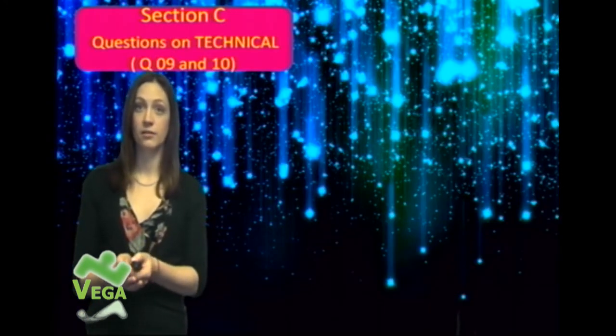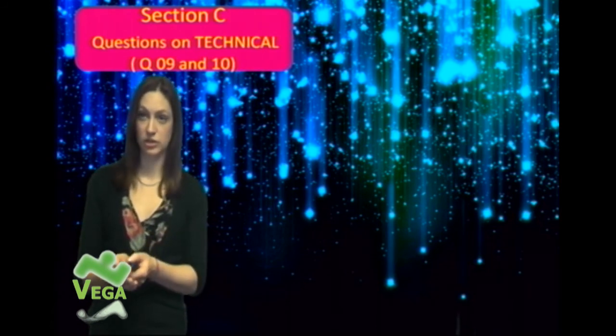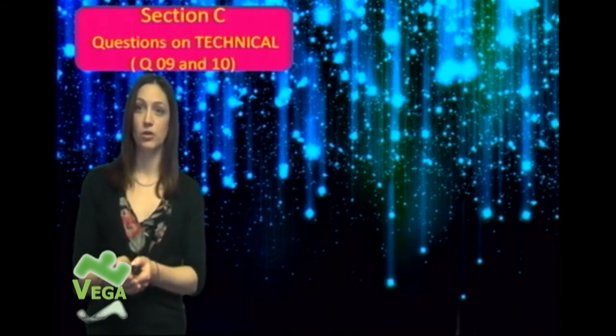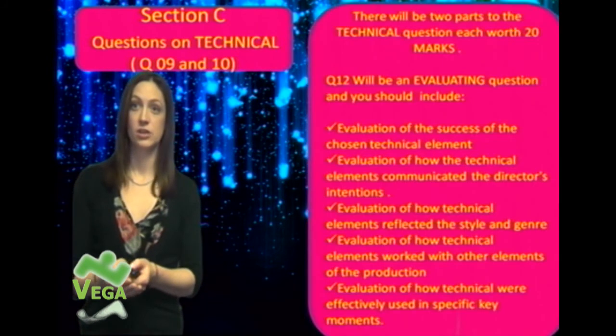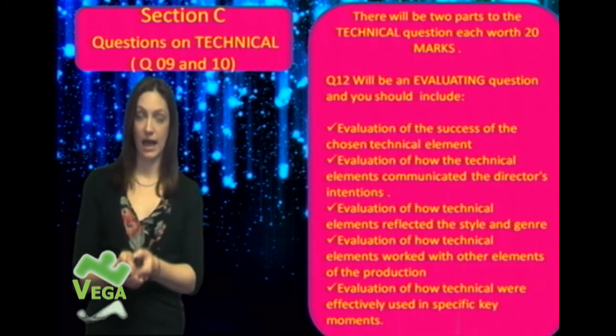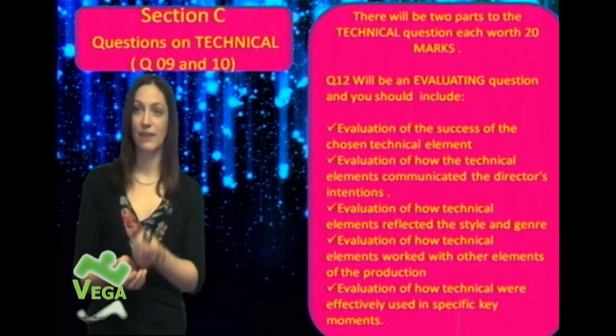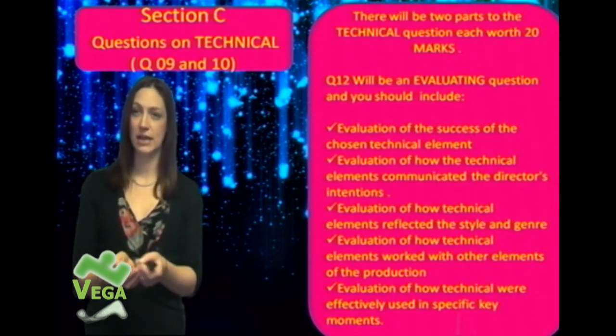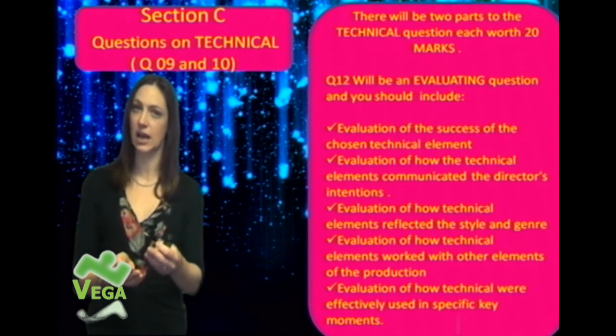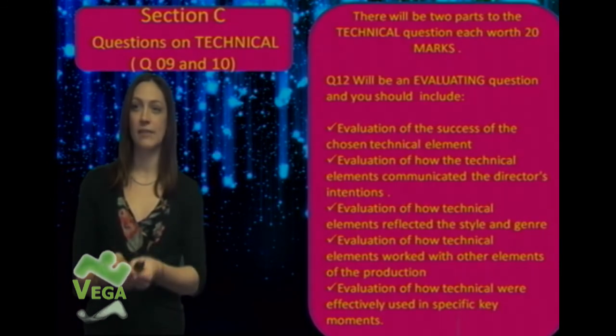So once you've done your describing question, you're going to move on and talk about your evaluating question. So this is question 12. An evaluating question. You should include the following. An evaluation of the success of your technical elements. So how successful was the lighting or the costume or the sound? How did they communicate the director's intention?